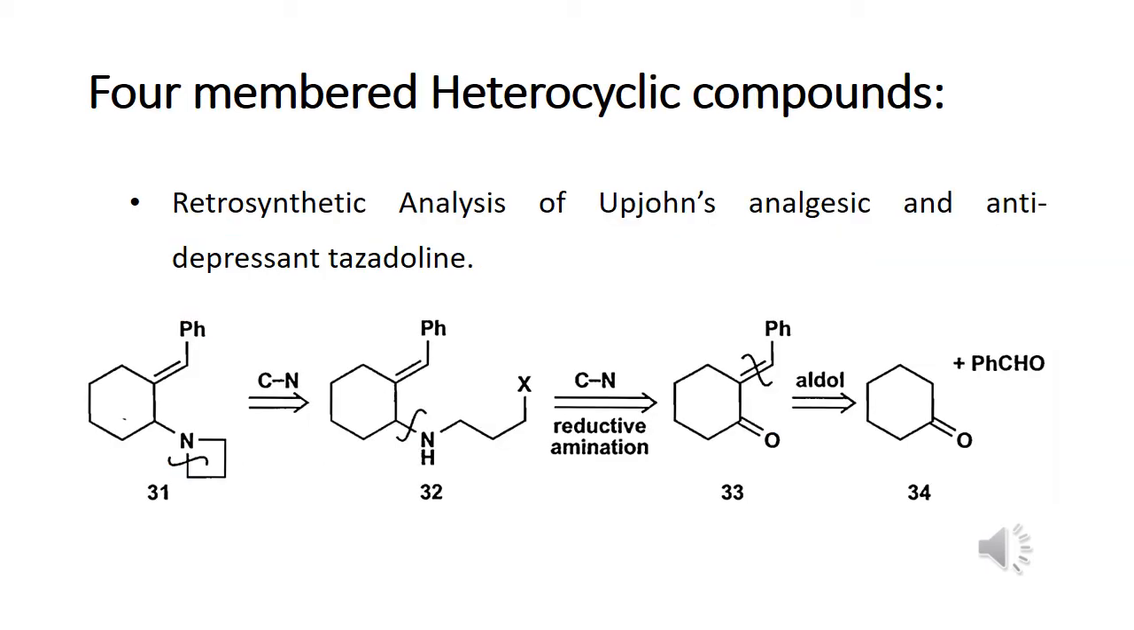Now here are the 4-membered heterocyclic compounds, in which we are going to discuss the retrosynthetic analysis of the analgesic and antidepressant tazadolene. This compound contains a 4-membered cyclic amine, an azetidine. Simple disconnection of the carbon nitrogen bond in this 4-membered ring, you can see the wiggly line shown there, gives the enone. The aldol product from cyclohexanone and benzaldehyde is going to be obtained as the synthetic equivalent.